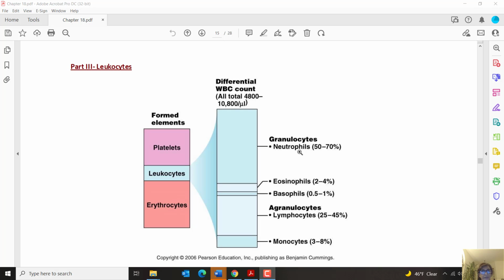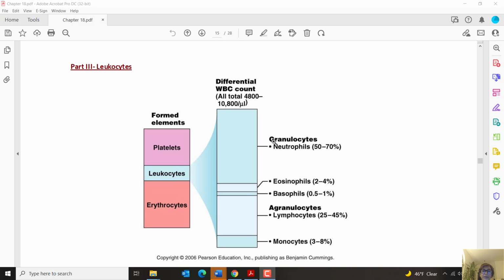Neutrophils are the first to arrive on the scene of infection, and they are killed within 3 to 7 days after their work is over. Neutrophils are followed by lymphocytes, which are 25 to 45% of the total WBC count, followed by monocytes, which are about 3 to 8%. Eosinophils and basophils are very rare to find, and they are produced only during special circumstances. For example, eosinophils are found when there are worm infestations, and basophils are found during allergies.